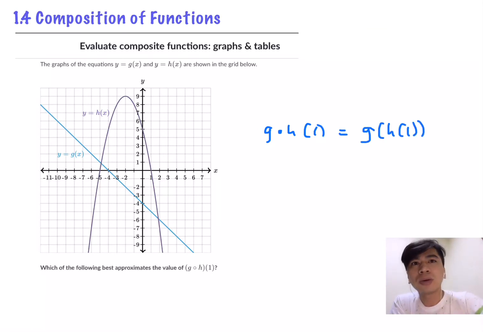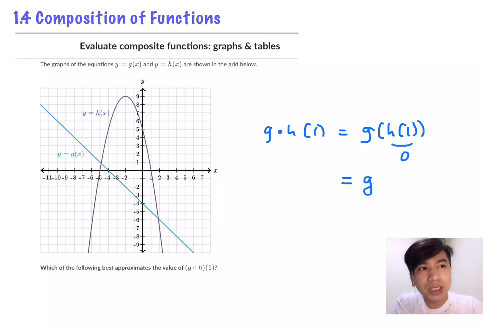Okay, so what I need to do is to find h of 1 first. What is h of 1? So I look at the purple curve over here. H of 1 will be equal to 0 over here. So when x is equal to 1, h of 1 will be equal to 0. Okay, so I can change this. This is equal to 0.